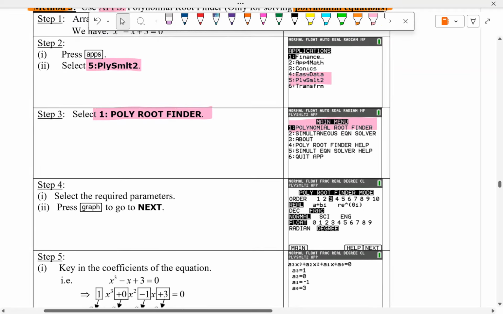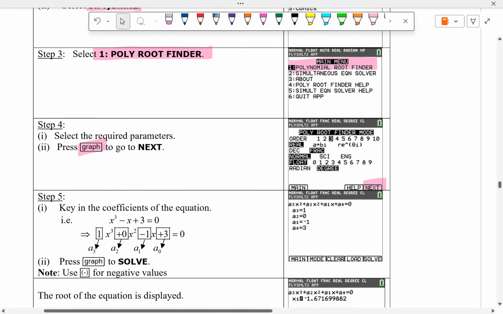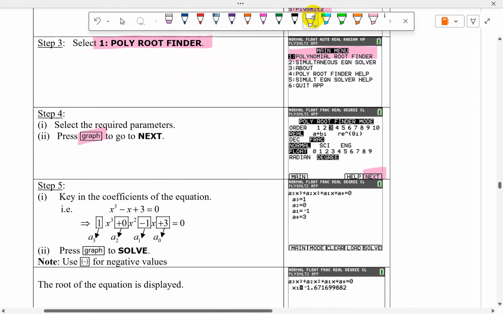Then after that, you press the graph button to go to the next page and key in the polynomial that you have. So over here, we want to key in x cubed minus x plus 3 equals 0. The coefficient of x cubed is 1, but there is no x squared term over there. So therefore, the coefficient of x squared is 0.